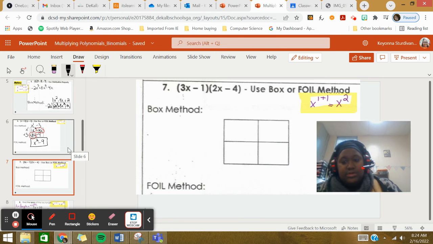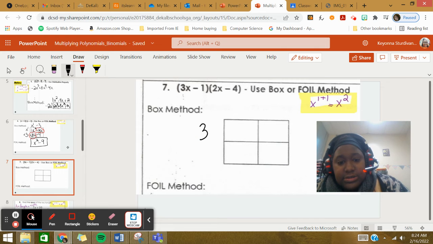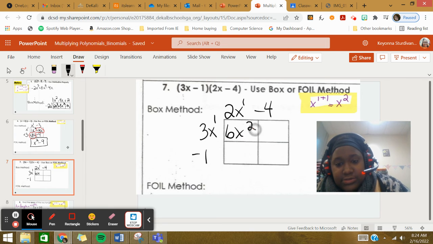Next example, you guys had 3x minus 1. You have 2x minus 4. Remember that the exponent is understood to be 1 if there's nothing there. So we're going to multiply 3 times 2, which will give me 6. Then x to the first plus x to the first, gives me x squared, which is right here in the top right. Then I have -2x. -1 times a +2 is a -2. +3 times a -4 is going to give me a -12x. Then finally, I have a negative times a negative, which gives me a positive. So 1 times 4 is going to be +4.